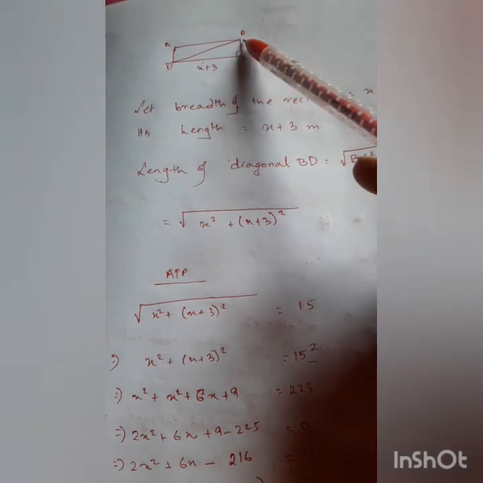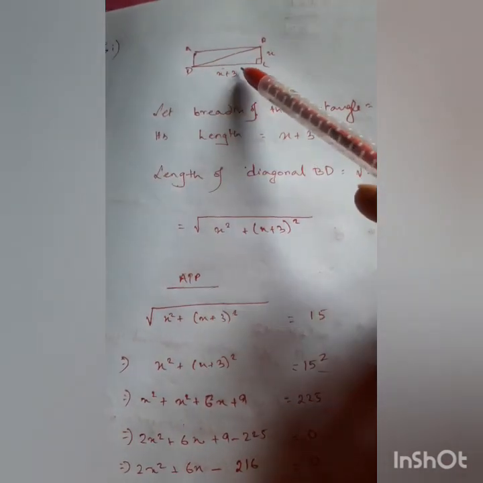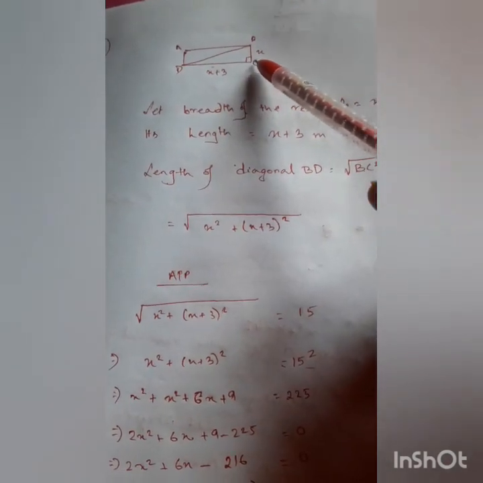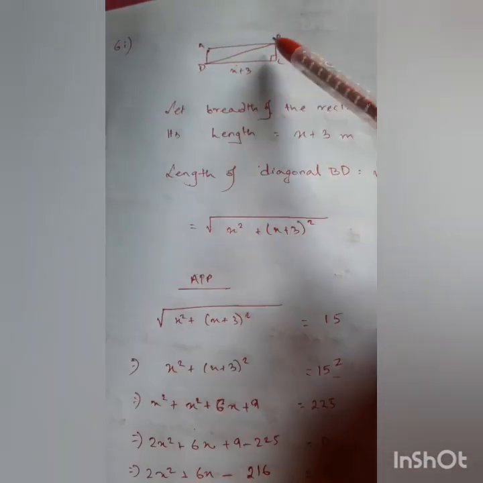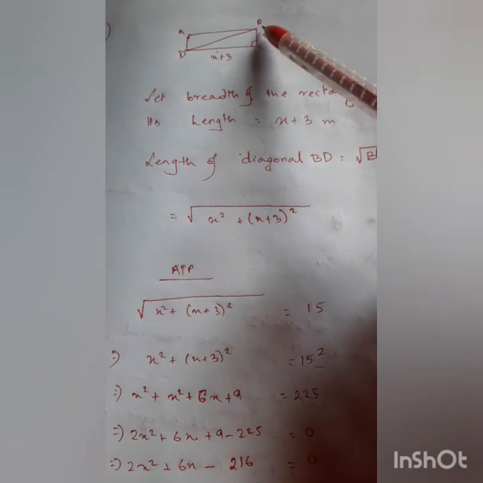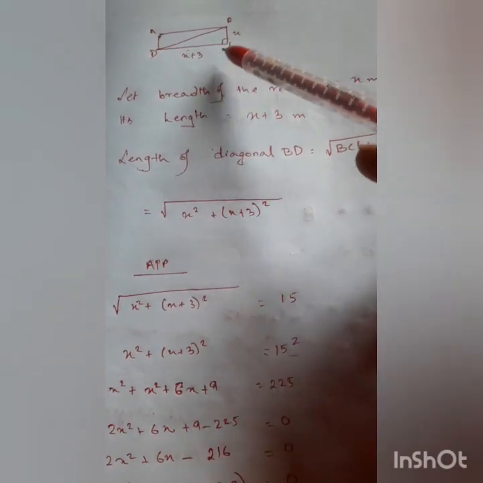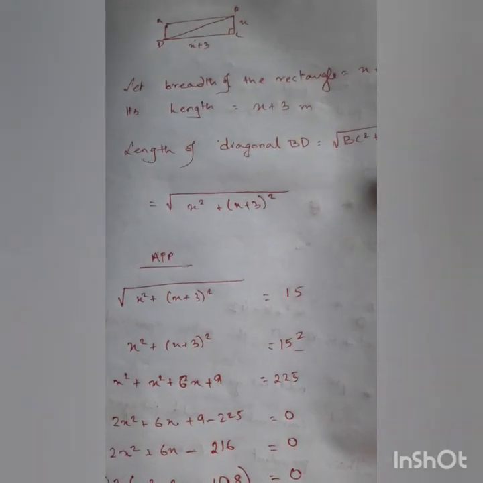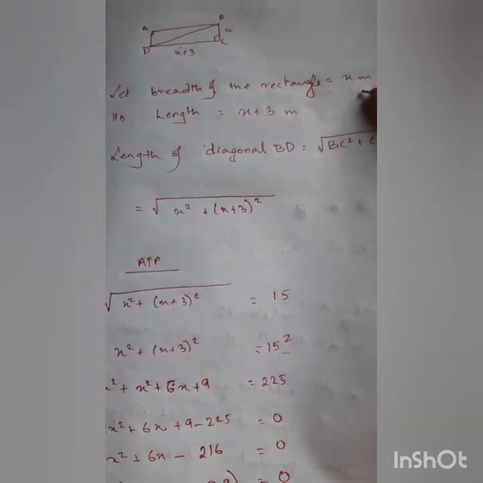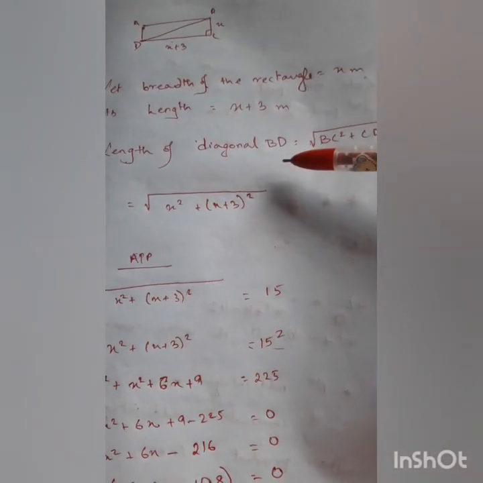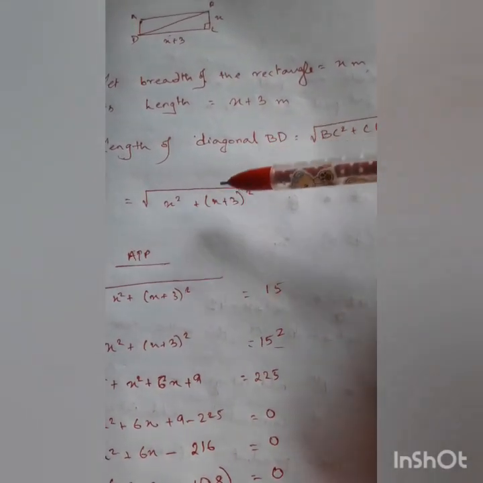See, this is a right angle triangle, so we will use Pythagoras theorem to find the length of the hypotenuse, which is the diagonal BD. So that equals root over BC square plus CD square, by Pythagoras theorem, which equals root over BC square, and BC is x, so x square plus CD is x plus 3 whole square.